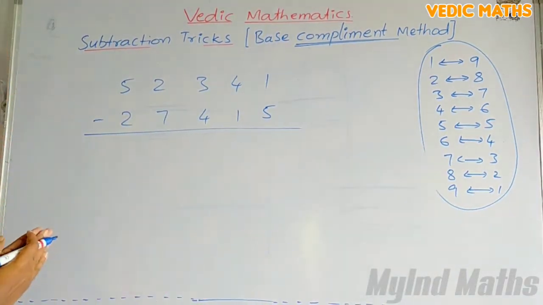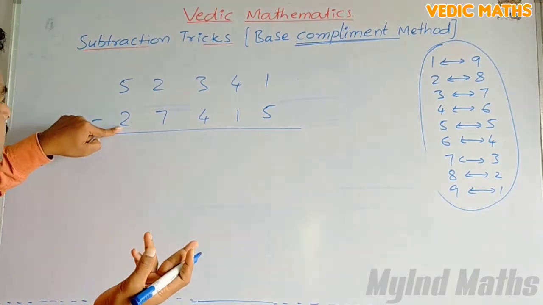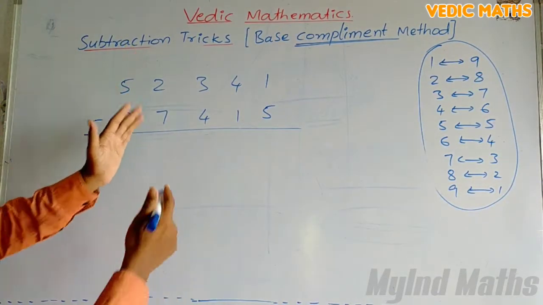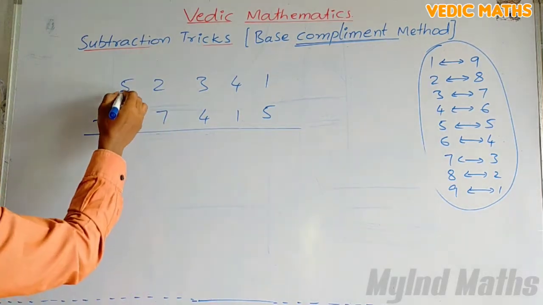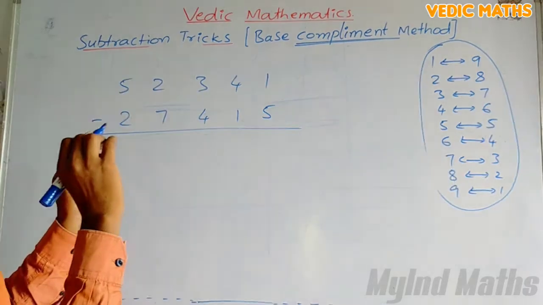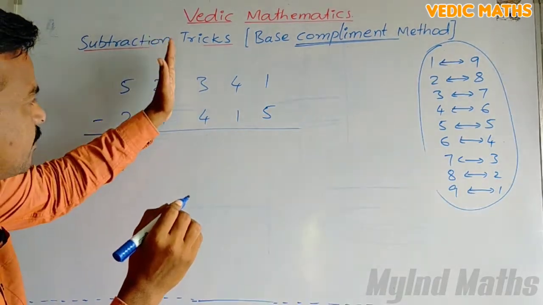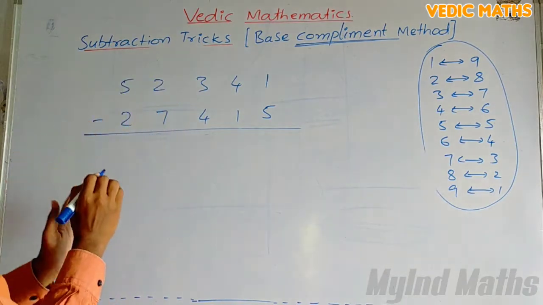Okay, now you see 5 minus 2. 5 minus 2 is 3. But next we also have to observe. Next, 2 minus 7 is not going. So 5 minus 2 is actually 3, but we don't write 3, because the next number 7 is not going from 2.